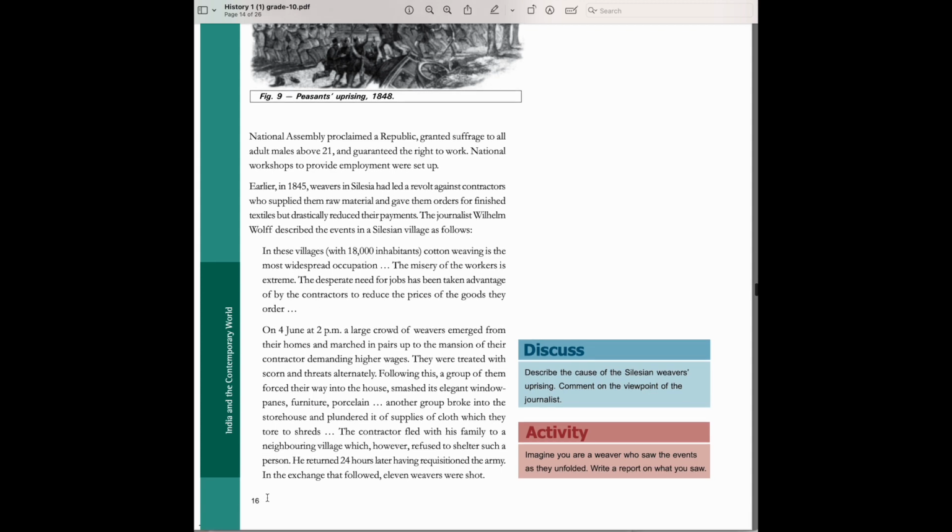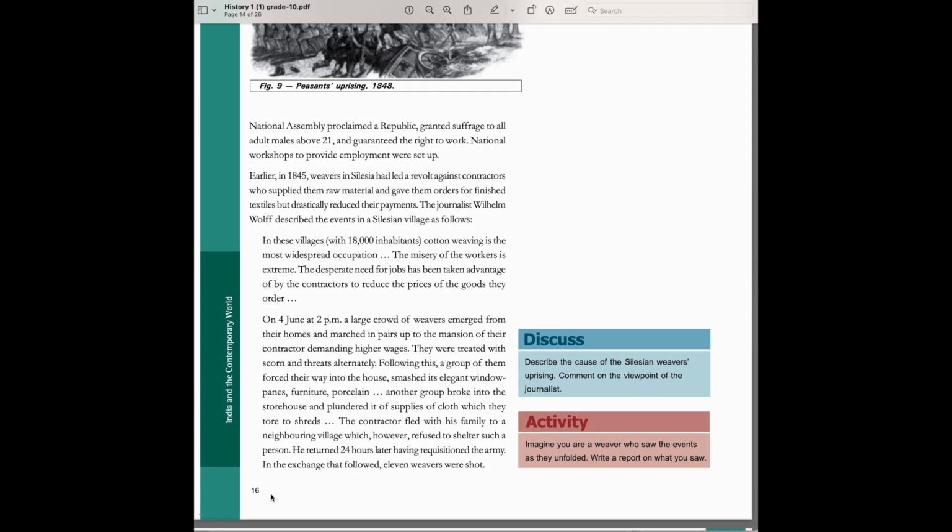On 4th June at 2 p.m., a large crowd of weavers emerged from their homes and marched in pairs up to the mansion of their contractor, demanding higher wages. They were treated with scorn and threats alternately. Following this, a group of them forced their way into the house, smashed its elegant window panes, furniture, porcelain. Another group broke into the storehouse and plundered it of supplies of cloth, which they tore to shreds.